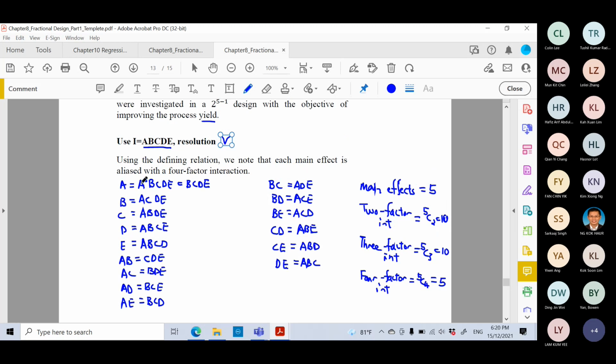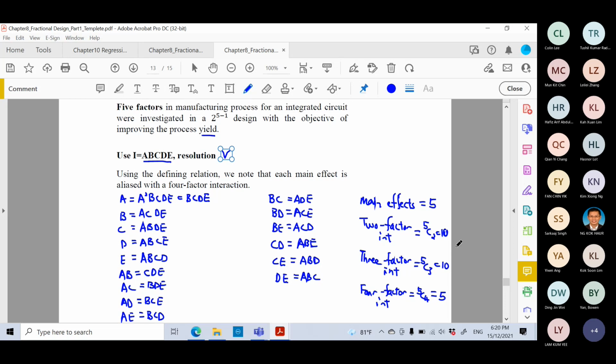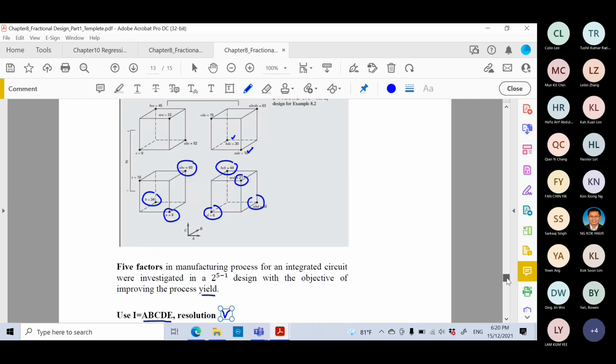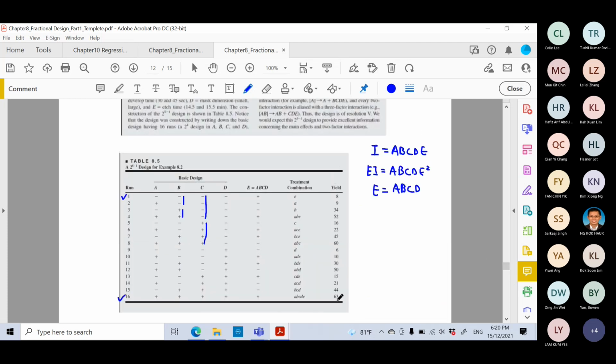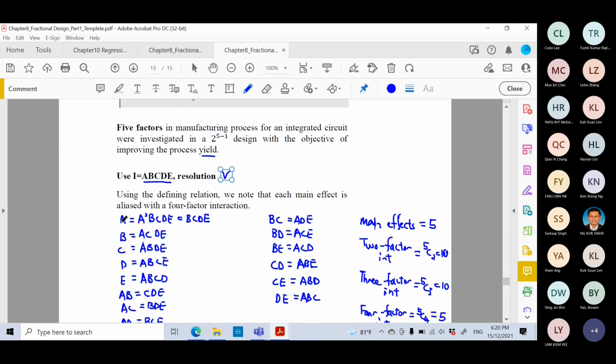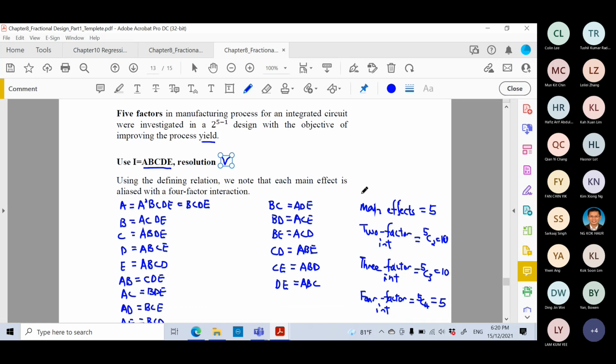Once we get the alias structure of all these, based on the data set you obtain here, we do the analysis. How do we want to do the analysis? Of course, we can use the idea of the normal probability plot. We plot the normal probability plot for the effects, which means we calculate the effect for each one. When calculating the effect of A, in fact you are calculating A plus B, C, D, E. So you are calculating all the effects.